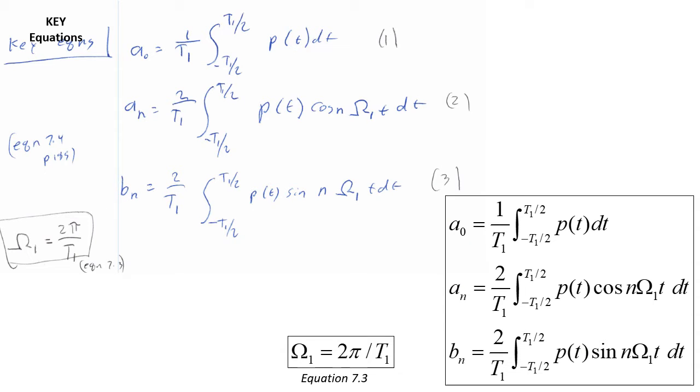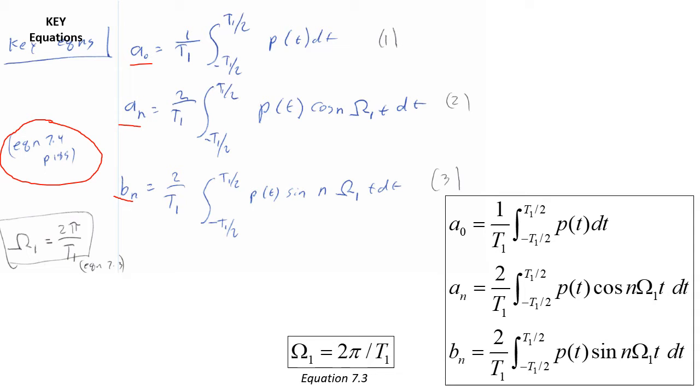So before we begin our solution here, we want to take a look at our key equations. So we know we're going to need our coefficients, our a naught, our a sub n, and our b sub n. And we can go to equation 7.4 in our textbook on page 185 to get these. So I've written them out by hand here.